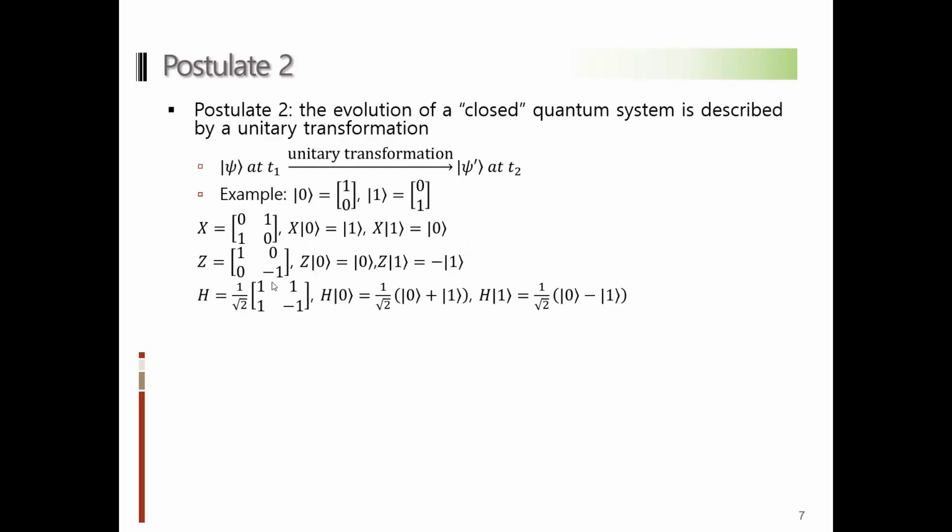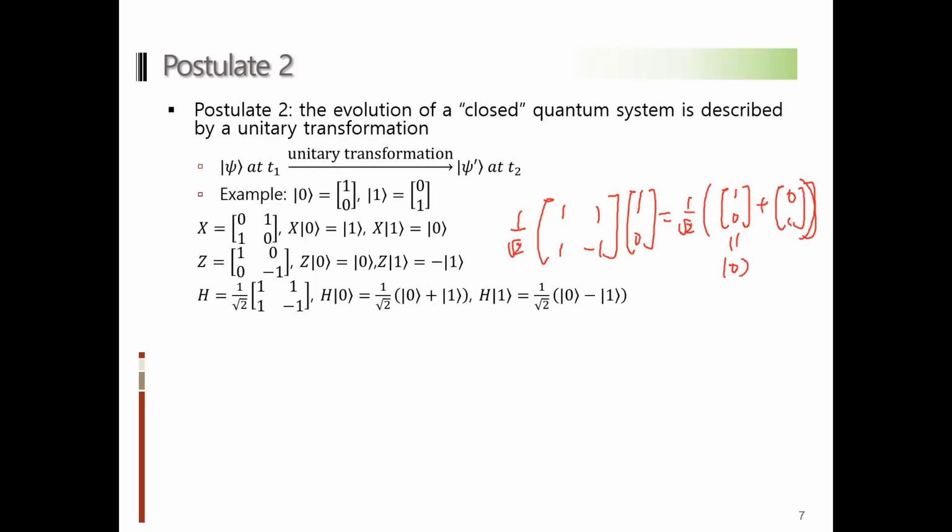If you multiply this Hadamard gate on 0, for example, if I multiply 1, 1, 1, -1 on the 1, 0, then we will have 1 over square root of 2, and this is 1 and this is 1. What this means is that this 1, 1 is the summation of two vectors, 1, 0 plus 0, 1, which are the 0 and 1 basis vectors. So even if we started with the well-defined value of 0, the final result is actually the superposition, or linear combination, of these two basis vectors.